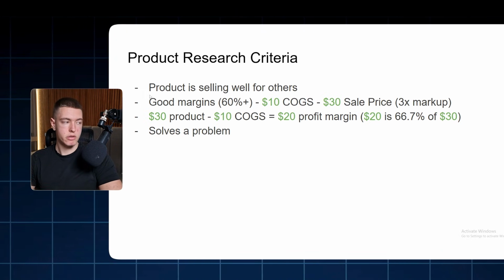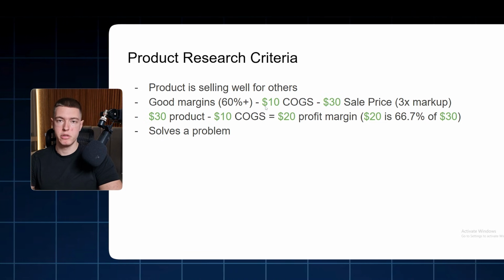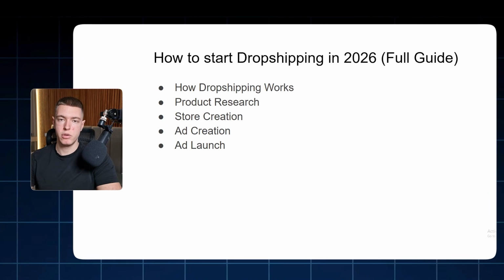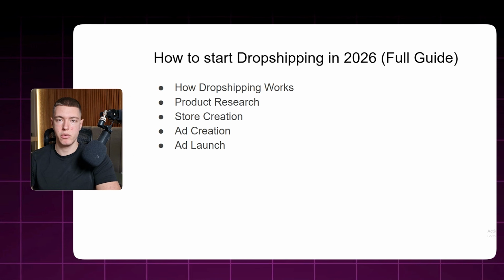Don't be too harsh with this. As long as you see someone else selling the product and it has good margins, you're pretty much good to go. And now that you know what to look for in a product, the next thing that we're going to go over is how to actually find the product.